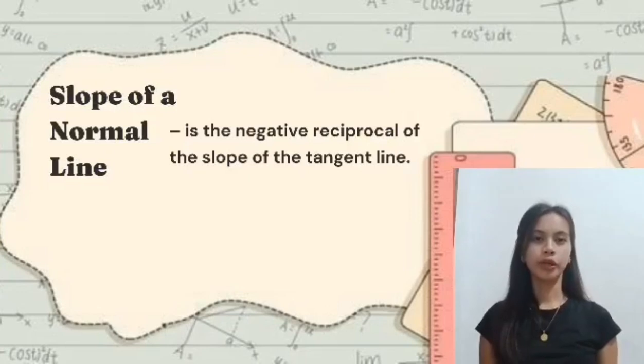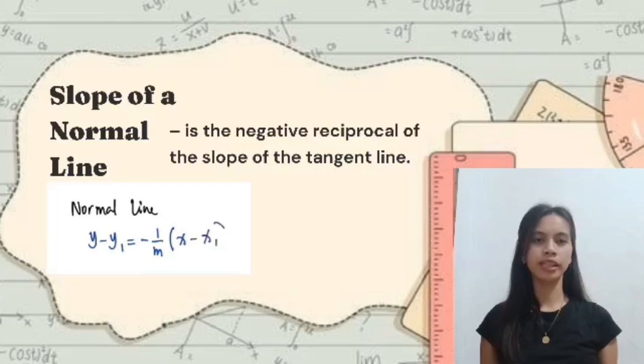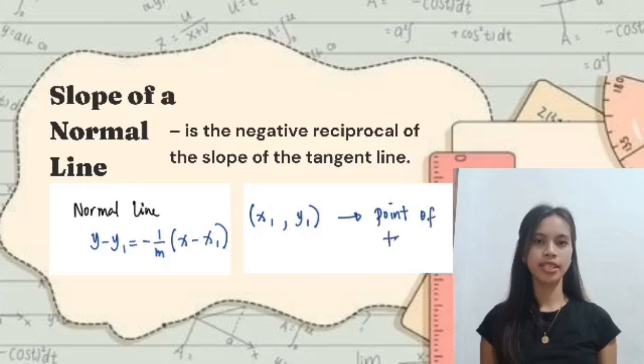The slope of a normal line is the negative reciprocal of the slope of the tangent line. And to find its equation, we can use this formula: y minus y sub 1 is equal to negative 1 over m times the quantity x minus x sub 1, where x sub 1 and y sub 1 are our given point of tangency.